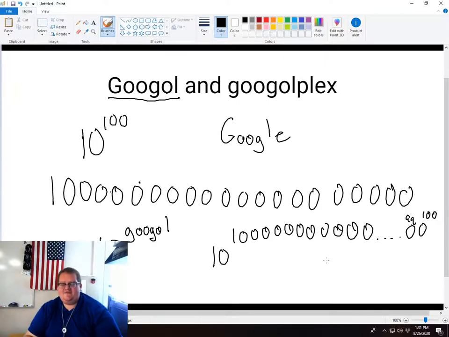There's not enough time. The universe has not been around long enough for anybody to even get close to writing a googol zeros. So anyways, there's one more way you can write a googolplex, like this right here: 10 to the 10 to the 100th power. So you can see that using power notation helps us condense numbers down, just like scientific notation does as well.